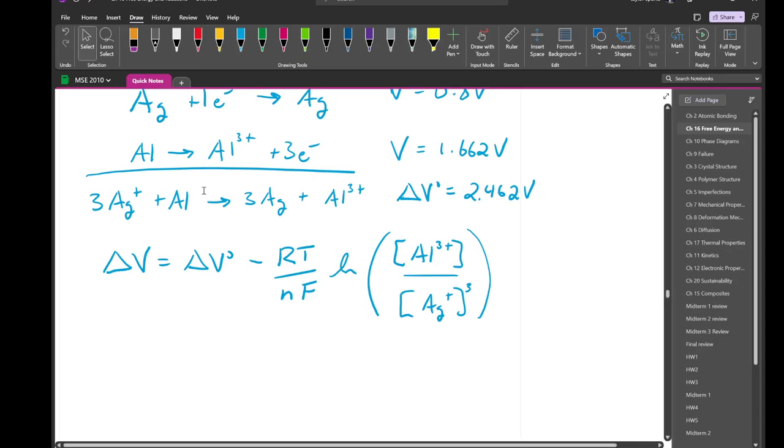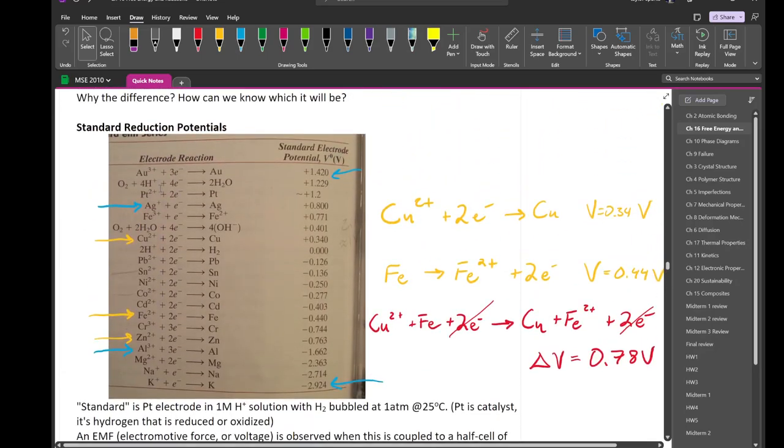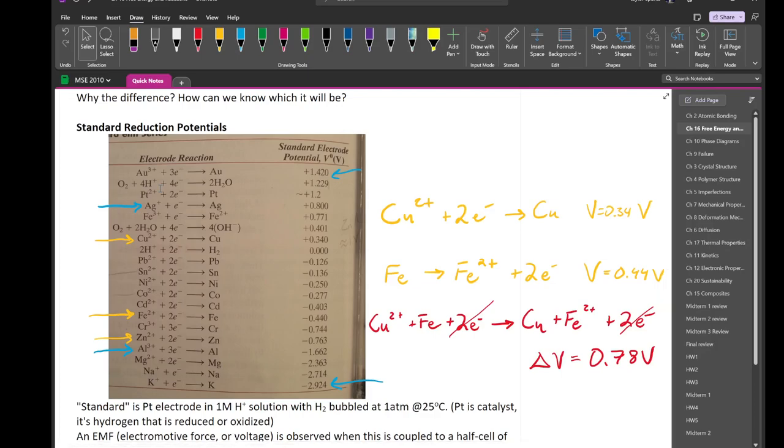If you are using a standard reduction potential table, which is what this is, these are all written as reductions. If you're going to turn one of them into an oxidation, you can do so, and you just flip the voltage. Same thing with the galvanic series. If I give you a galvanic series, they're usually written as oxidations, so if you flip one of them to make it a reduction, then you flip the numbers. And when they add together, if you get a positive number, you get it right. If you get a negative number, you probably have it backwards.